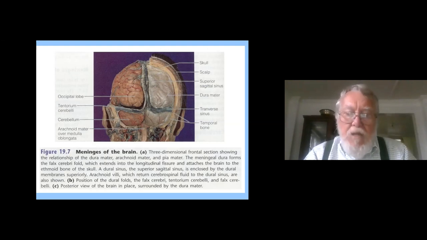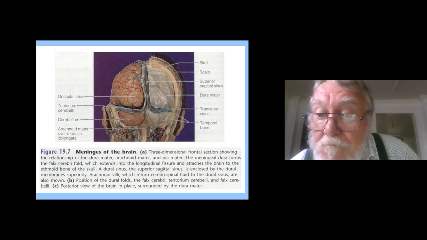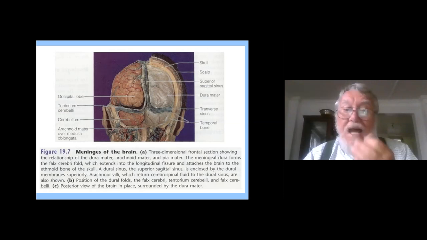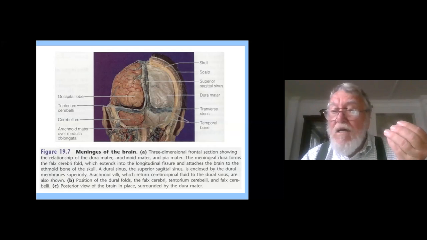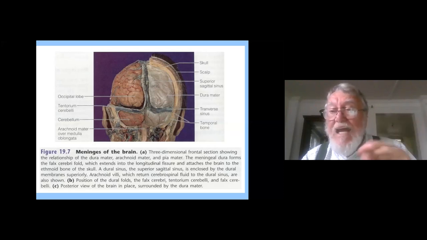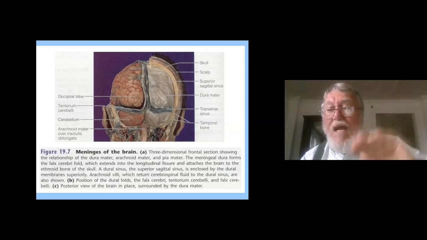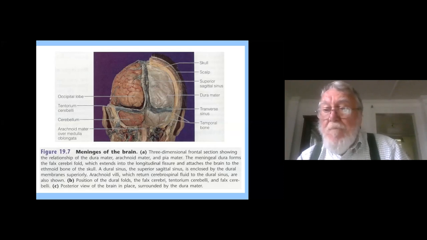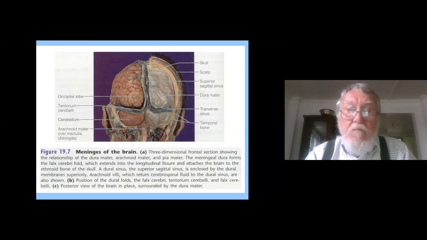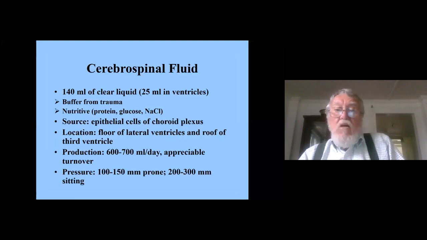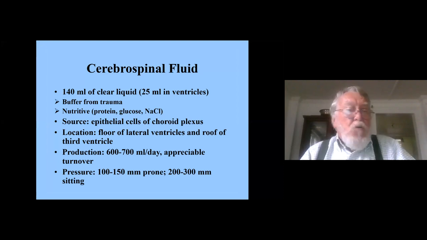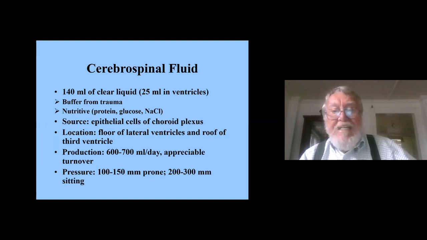Question: the arachnoid mater, is it those thin stringy bits going through the sulci? Well, the arachnoid mater is a couple of layers of cells thick, and it just covers the brain. It doesn't go into the sulci, whereas the pia mater follows that. Okay, thanks.